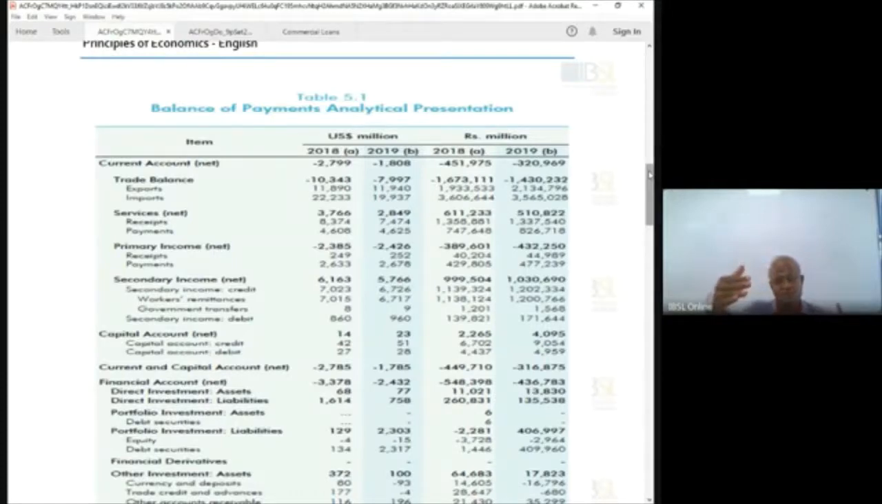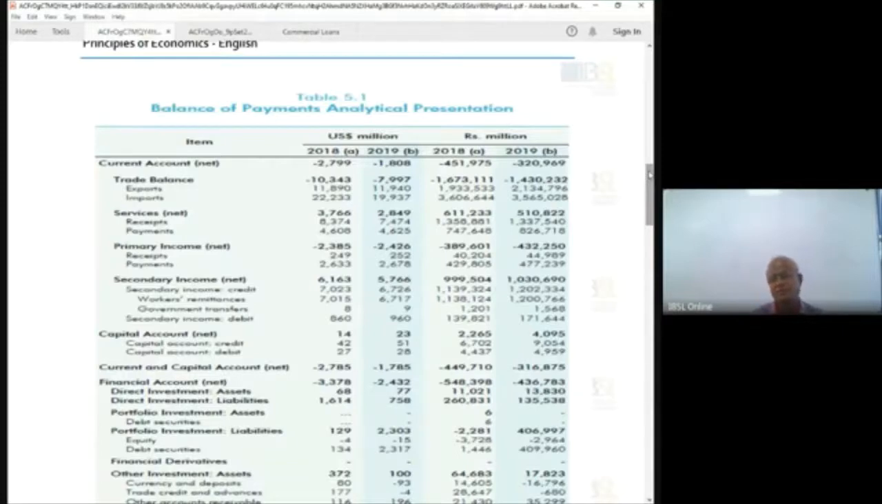So the overall BOP we divided into current account, capital account, and financial account. That is one classification of the overall BOP. Then within the current account, we have other sub accounts: trade account, service account, primary income account, secondary income account. Then you have the capital account. Each of the sub accounts can have a debit balance or a credit balance.